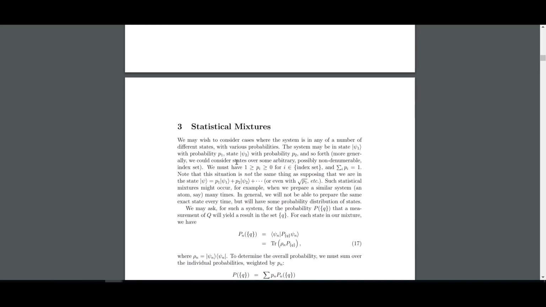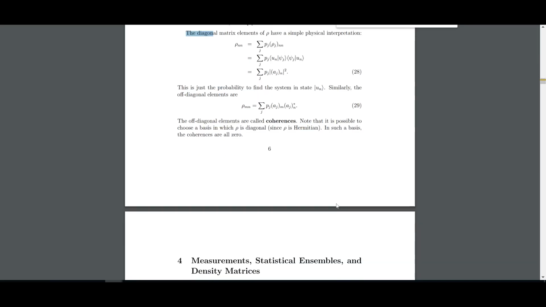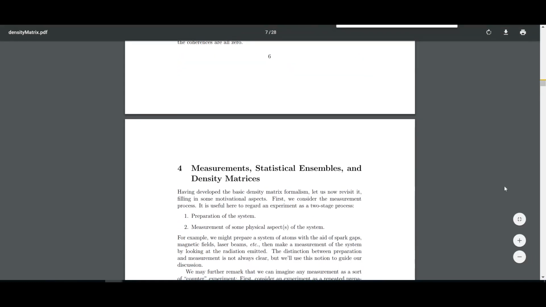I don't know what I'm doing already. Statistical mixtures. Is there anything here like off diagonal? This is just a probability. Okay, look. The diagonal matrix elements have a simple physical interpretation. It's just the probability to find the system in this state. Similarly, the off-diagonal elements are called coherences. Note that it is possible to choose a basis in which this is diagonal, since this is Hermitian. In such a basis, the coherences are all zero.